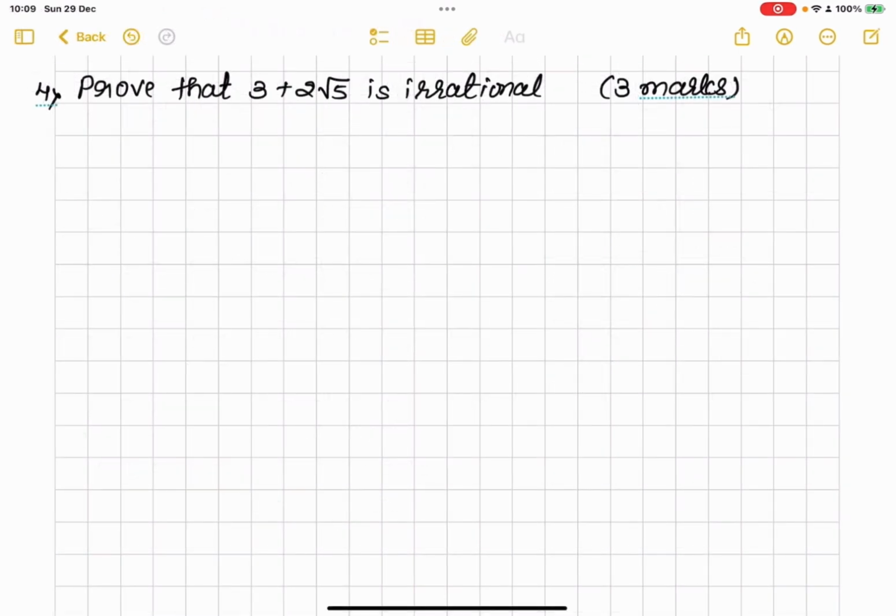Question says prove that 3 plus 2 root 5 is irrational. So here also I am proving in the same way. First I am supposing it as rational. So let us assume that 3 plus 2 root 5 is rational.